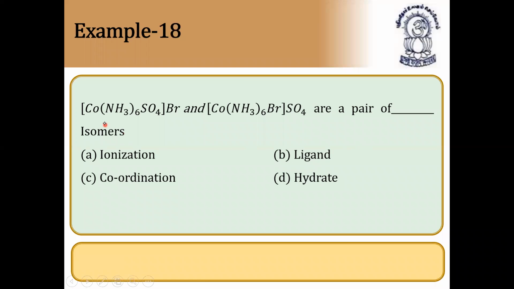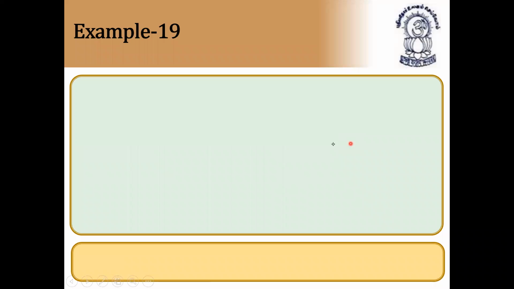Next, [Co(NH3)6]SO4Br and [Co(NH3)5Br]SO4 are a pair of dash isomers. Easily we can say in one, sulfate is inside and in the other, bromine is inside. So definitely this is called ionization isomerism, because of Br minus and SO4 2 minus. Just you can see the definition of ionization isomerism, you can understand it clearly. Next question. Like these questions are important in the examination.